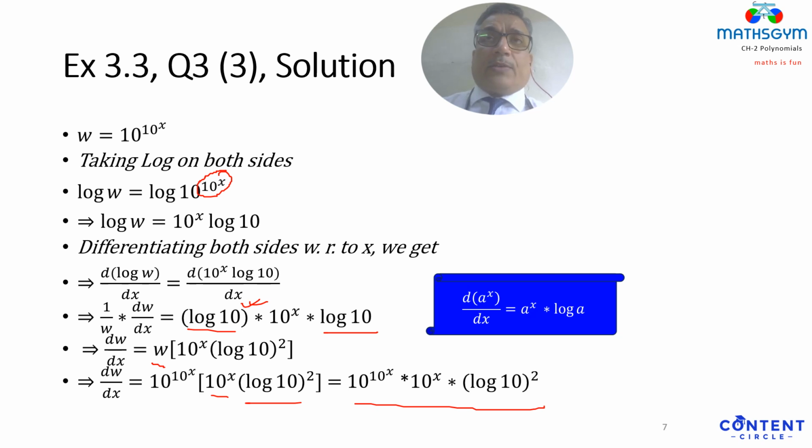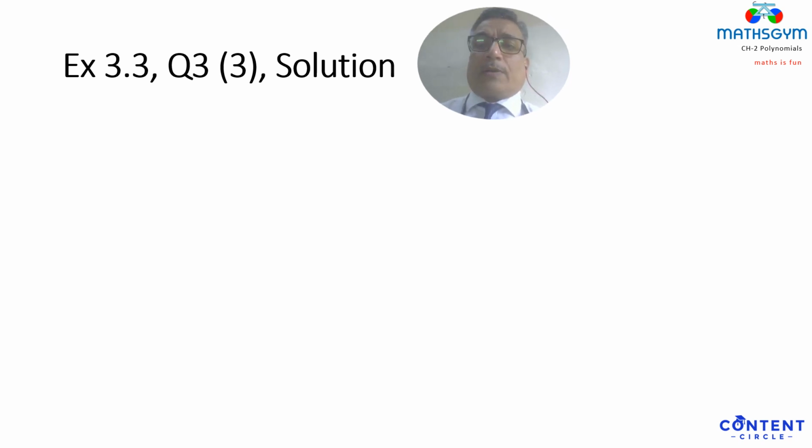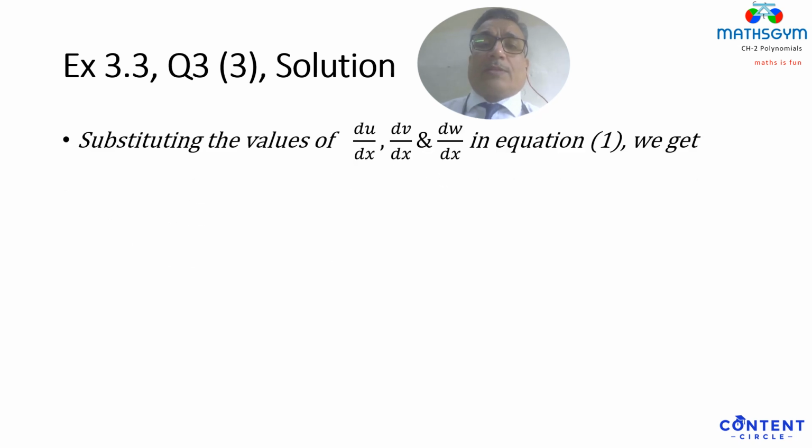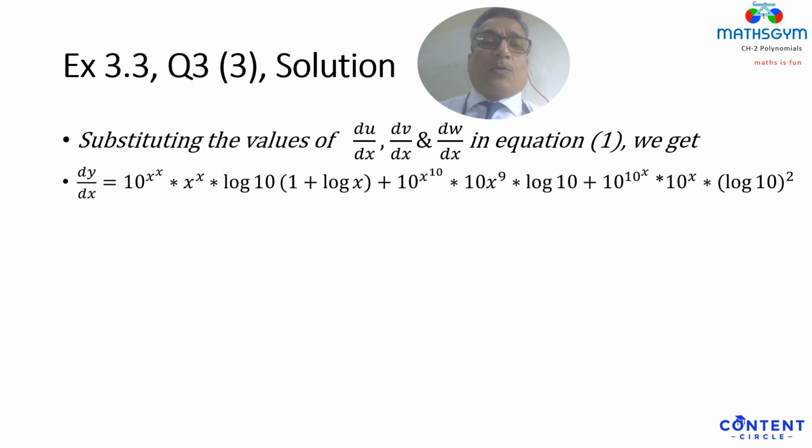Now we have got du by dx, dv by dx, and dw by dx. So you substitute it in our main solution, which is equation number 1. So dy by dx becomes 10 to the power x to the power x into x to the power x into log 10 times 1 plus log x, plus 10 to the power x to the power 10 into 10 x to the power 9 into log 10, plus 10 to the power 10 to the power x into 10 to the power x into log 10 square.